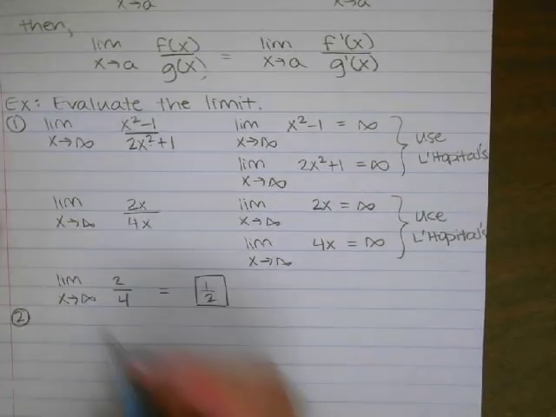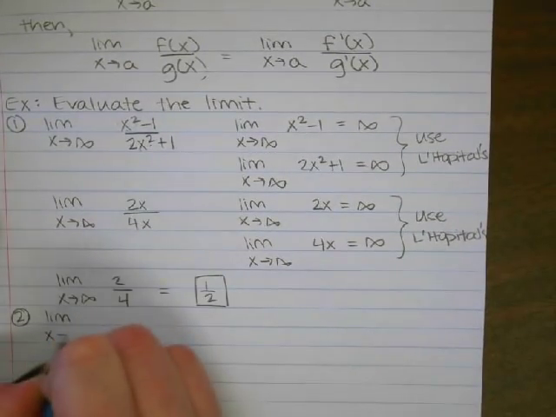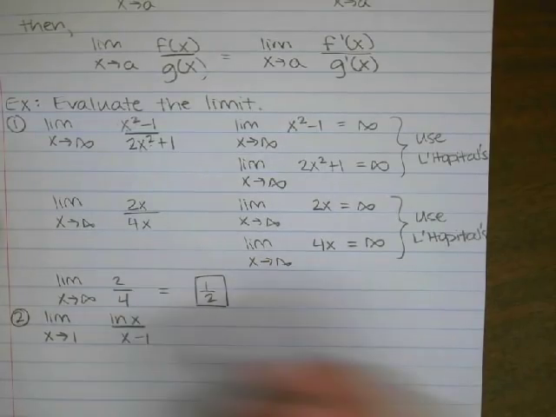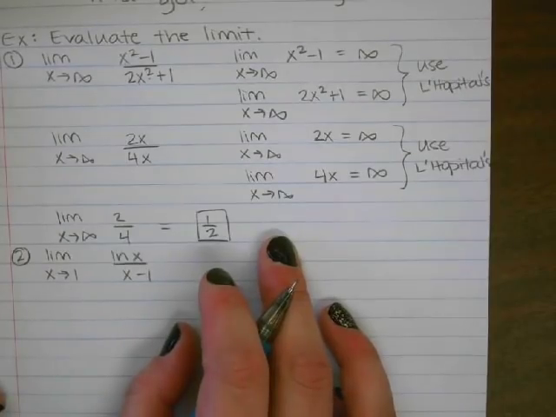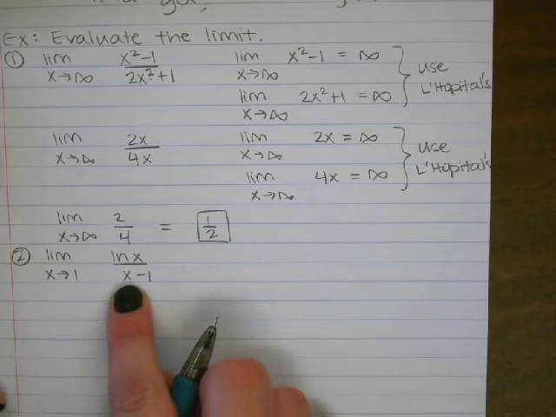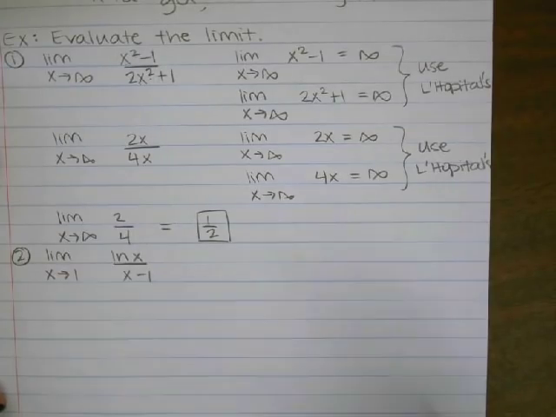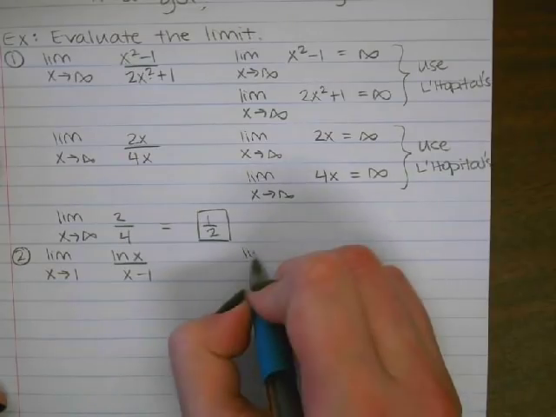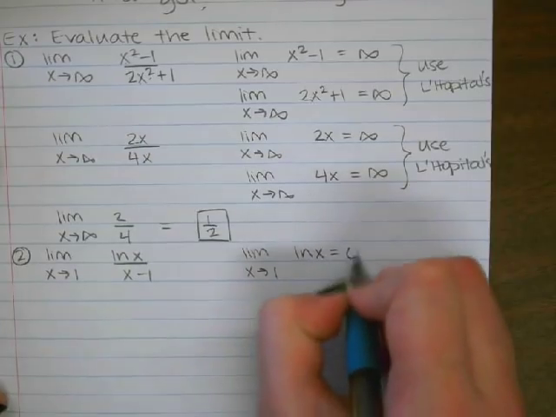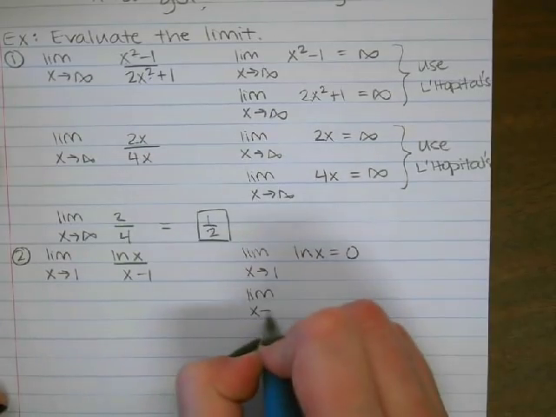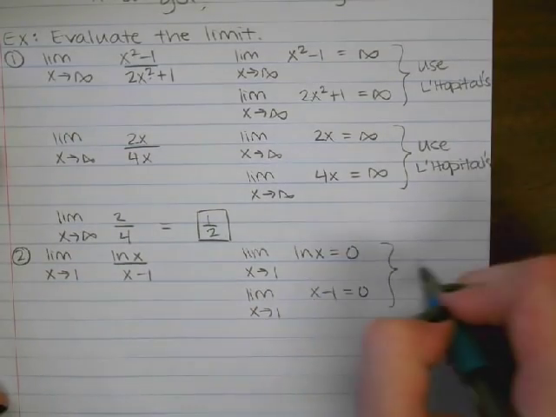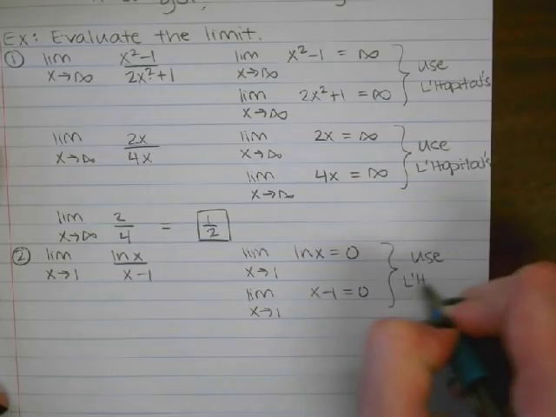This one says the limit as x approaches 1 of ln x divided by x minus 1. And if you look at this problem, if you were to plug in 1, ln of 1 is 0. And 1 minus 1 is also 0. So that means I'm going to use L'Hopital's. And I'm going to write my work off to the side. So the limit as x approaches 1 of ln x equals 0. The limit as x approaches 1 of x minus 1 also equals 0. And all together, that tells you to use L'Hopital's.